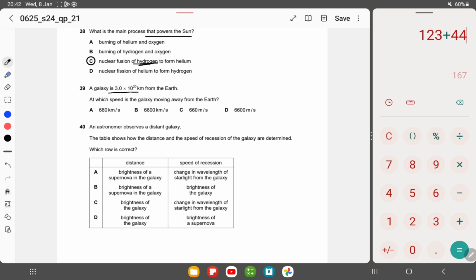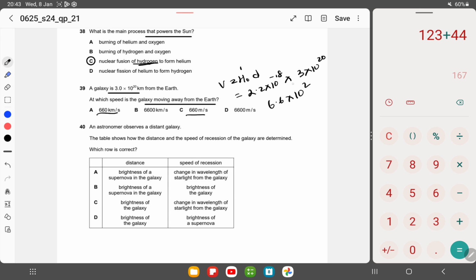39th. This is my distance given. At what speed is the galaxy moving away? This is your Hubble's law question. You know v is equal to H naught d. This is the only value that Cambridge tells you to remember, which is 2.2 into 10 raised to minus 18, into my d, which is 3 into 10 raised to 20. So this becomes 6.6 into 10 raised to 2, which is 660. So the answer is 660.